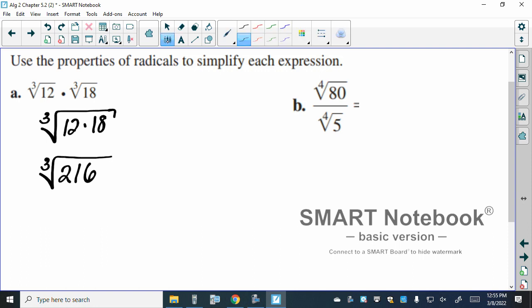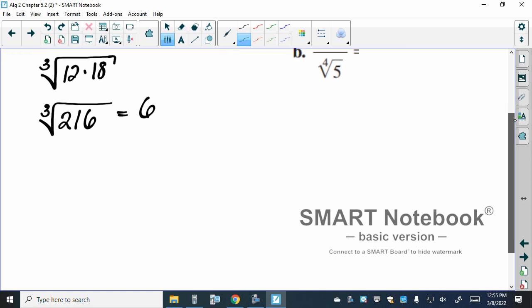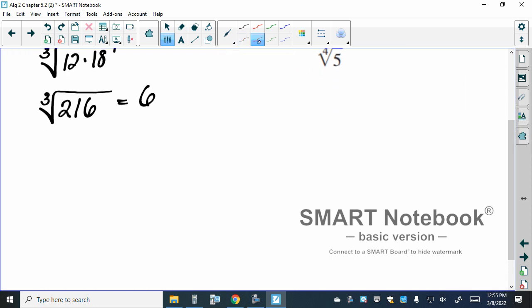Now we can try taking the cubed root and plugging this into the calculator, because if it comes out to be a whole number, that's all the better. So it does work out to be 6. Now if it didn't work out to be 6, we would just need to do our factor tree, breaking this down into the smallest prime factors.